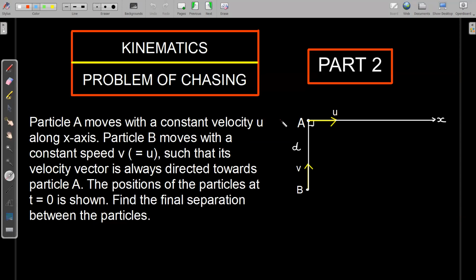Okay, so as I stated in the first part of this video, if the particles are moving with the same speed v and u, then the chase is not going to end and there will be a final separation between the particles. So we'll pick up that part in this question: particle A is moving in a straight line with a constant velocity u, and particle B is always moving with a constant speed v, where v is equal to u, and the velocity vector of particle B is always directed towards particle A. What will be the final separation between the particles?